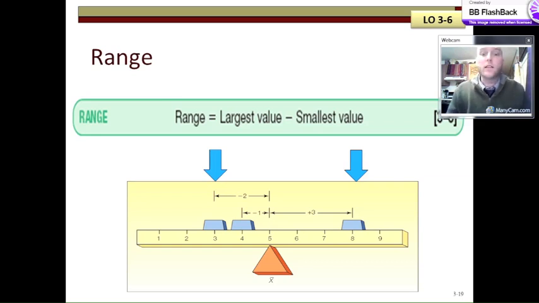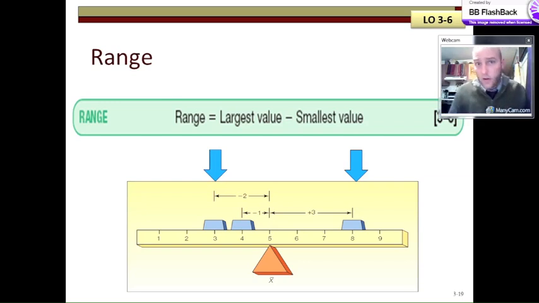We can start with range here. Range, very simply, is the largest value minus the smallest value. We can tell you at some point the river may be 3 inches deep. That's the smallest, and at some point maybe it's 60 feet deep. So this difference between 720 inches and 3 inches is 717 inches. So our range would be that difference. Or here, smallest value is 3, largest value is 8, largest minus smallest means our range is 5.